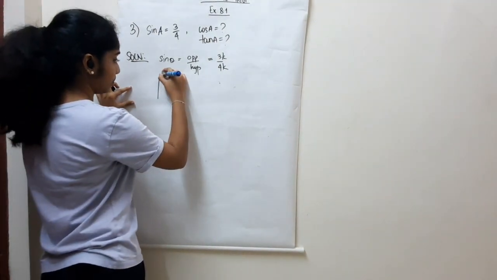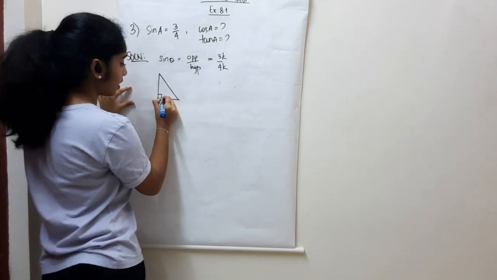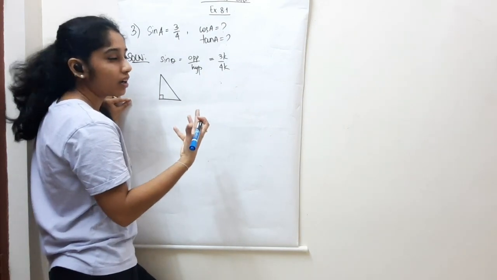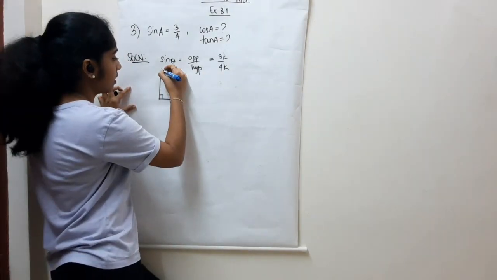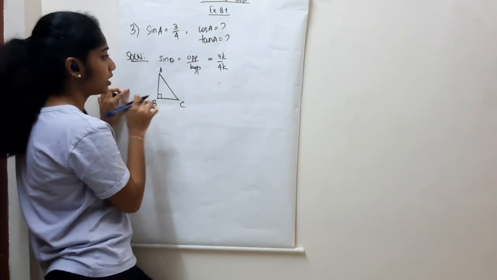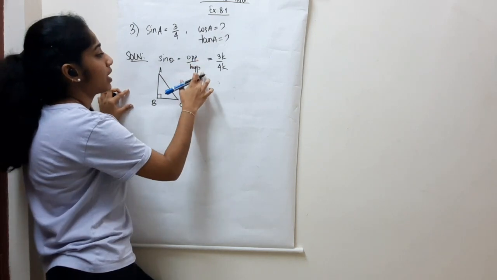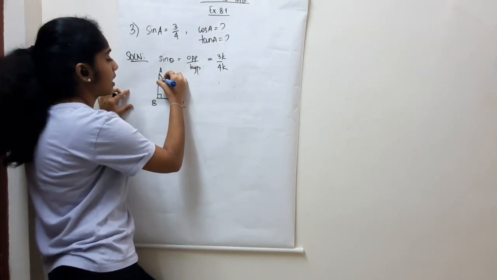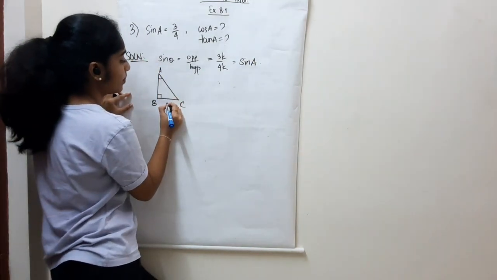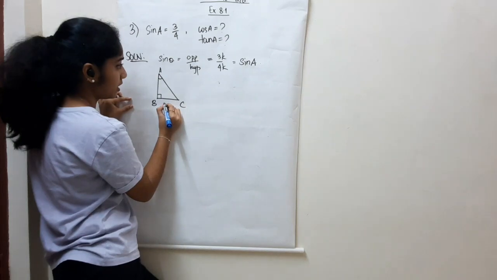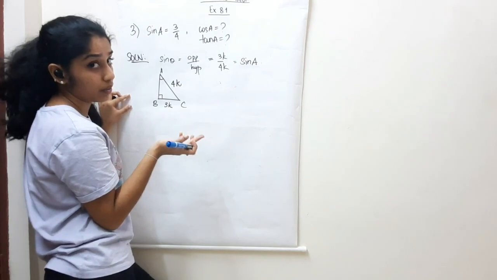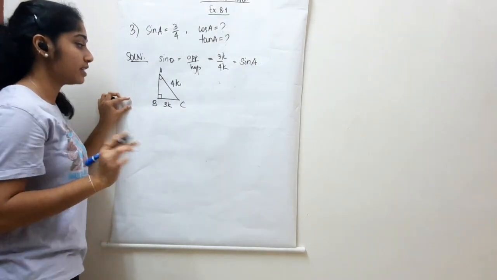Now we draw the triangle. I mean, you can leave out the k if you want, but this is more of a detailed version, I can say. So let's say A, B, C, again, right angle at B. Now we have opposite by hypotenuse. So sine A, this is sine A, right? That will be, opposite is BC, so 3k, and this is 4k. So now what do you have to do? Find the third side, because two sides are given.